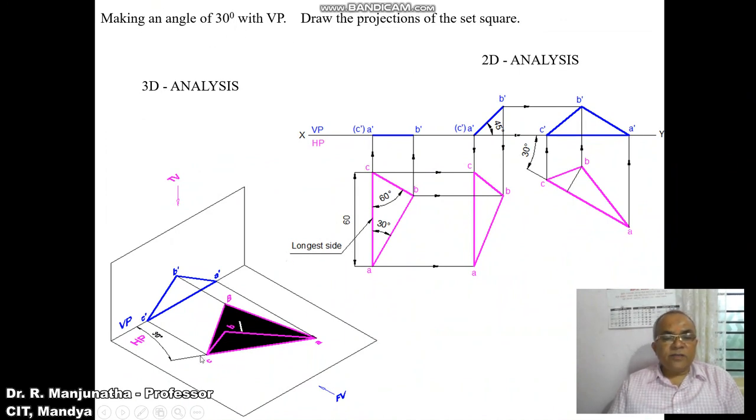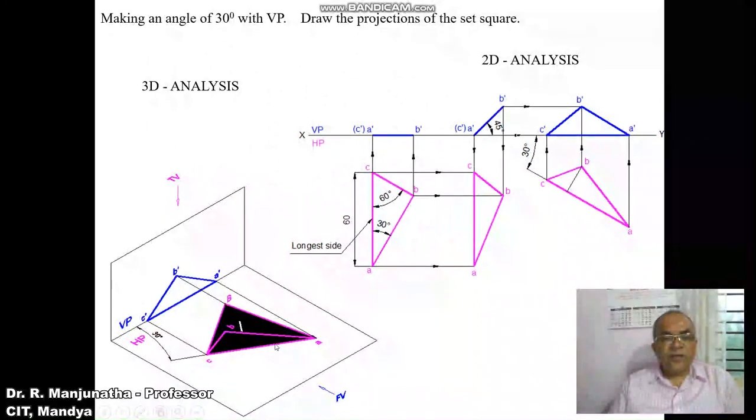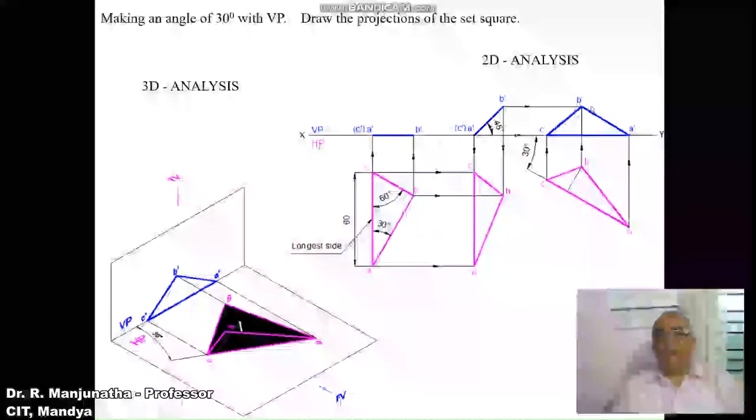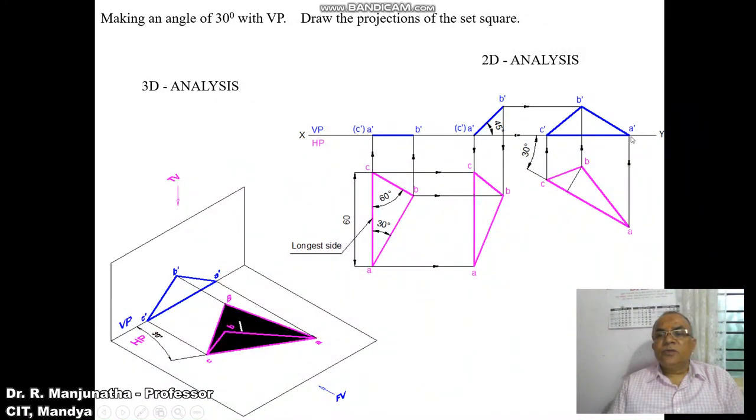Therefore, rotate the second position top view by an angle of 30 degrees with respect to VP, and then write the corresponding front view, which is going to be like this. Similarly, rotate the second position top view by 30 degrees and then project the respective points so that you get the front view here. This front view in the third position and this front view in the third position are one and the same. So how do I know that my problem is right?